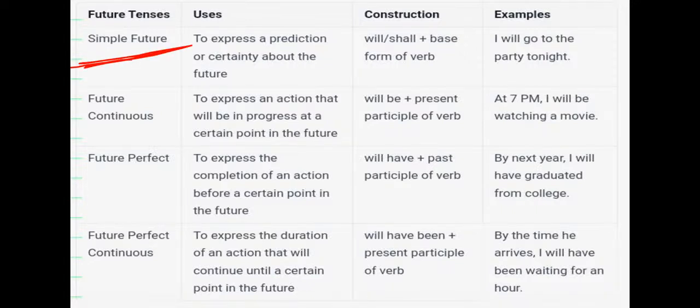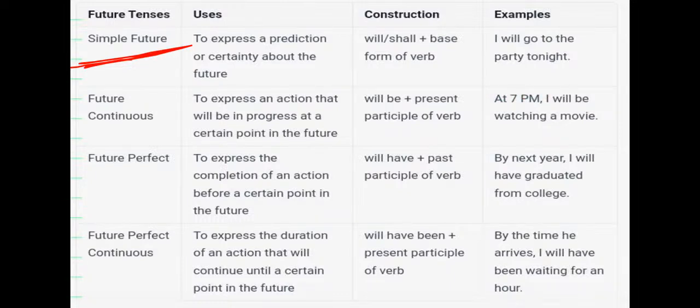When we are using the future simple tense, it is used to express a prediction or certainty about the future. The construction goes like this: will or shall plus the base form of the verb. Example: I will go to the party tonight.